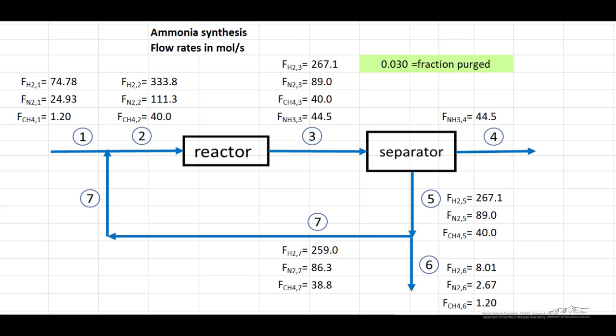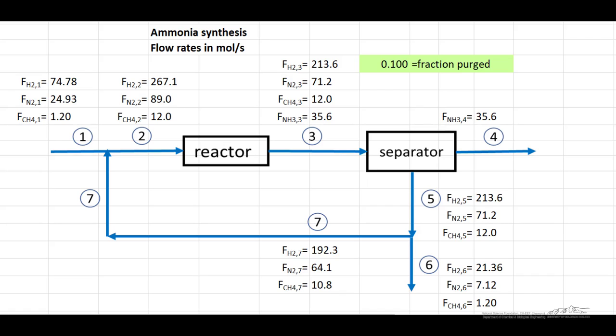I'm going to use this spreadsheet just to demonstrate the effect of the purged fraction on the flow rate in the recycle. Note that the molar flow rate of methane coming in, 1.2 moles per second, is equal to the flow rate of methane leaving, as it has to be, since there's no methane in the stream that has ammonia. A fraction of 0.03 is a reasonable value for this system. Let's look at what happens if we change that value. So here we're purging 10% of the stream that's recycling.